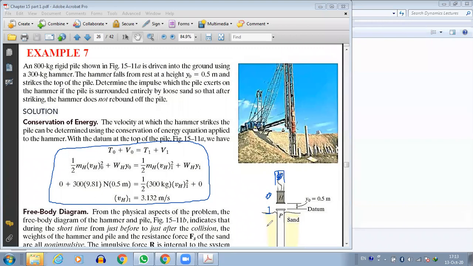Just wait 2 minutes for the azan to finish, and then we're going to start back.